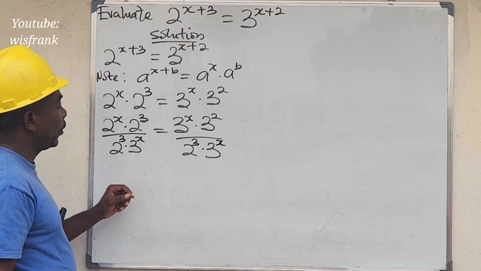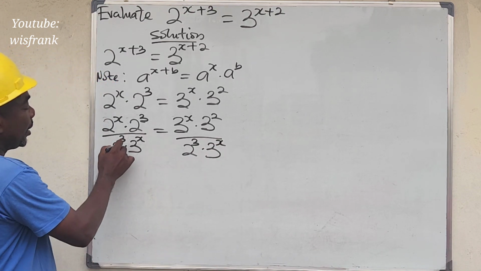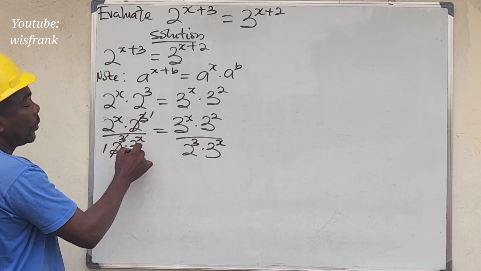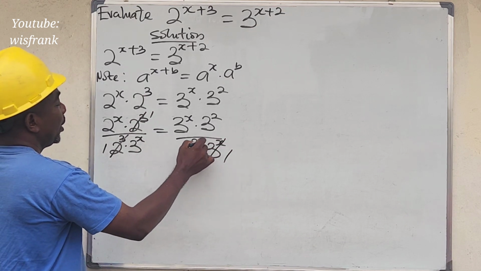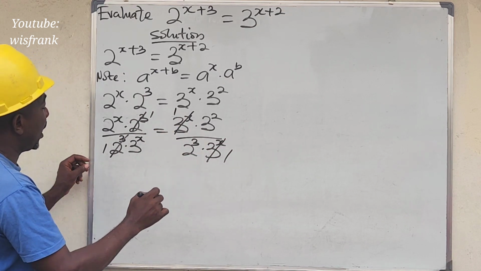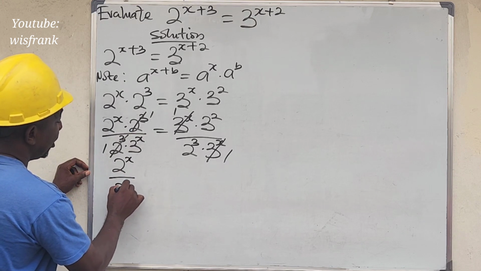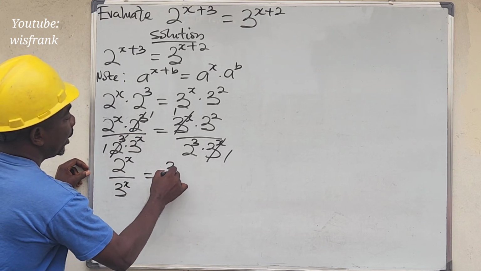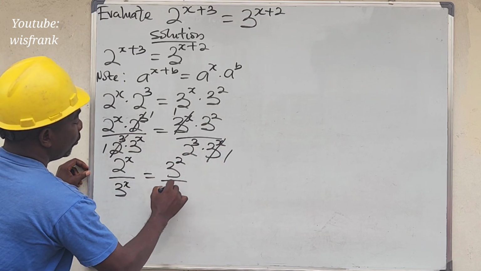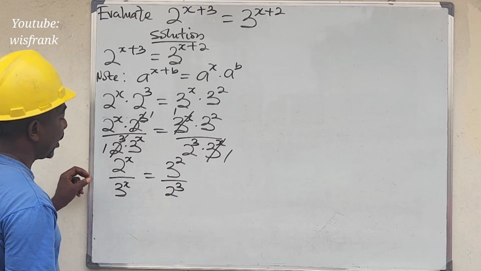of x. So doing, we can see that this will cancel here and this will cancel here. And also this will cancel here and this will cancel here. We are now left with 2 to the power of x all over 3 to the power of x equals 3 to the power of 2 all over 2 to the power of 3.